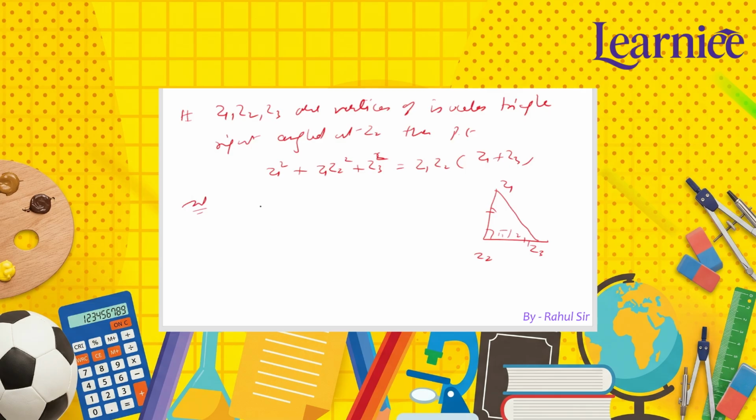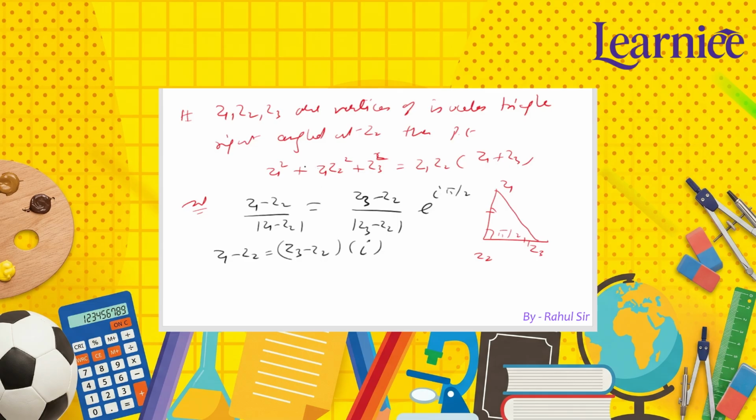So magnitude wise I can say that Z1 minus Z2 upon mod of Z1 minus Z2, this is this one, and Z3 minus Z2 upon mod of Z3 minus Z2. And since this vector is rotated by pi by 2, I will write e to the power i pi by 2. And since these magnitudes are equal, I can say Z1 minus Z2 is equal to Z3 minus Z2, times e to the power i pi by 2, which means i.